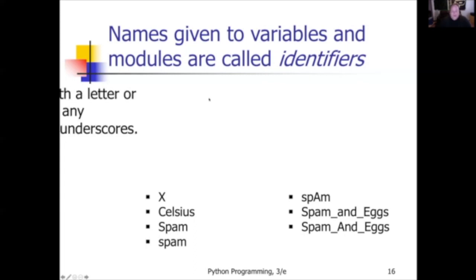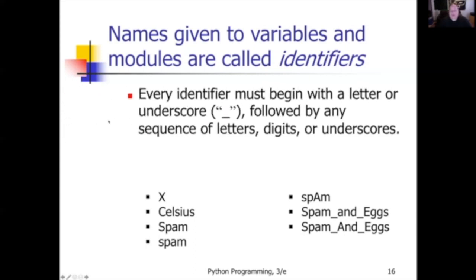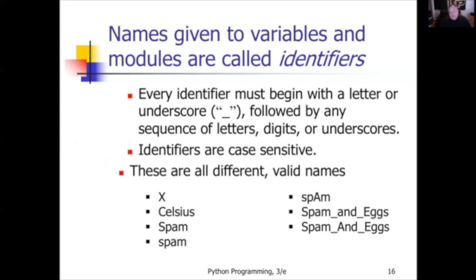All right, so a little review here. Every identifier or variable must begin with a letter or an underscore followed by a sequence of letters, digits, or underscores. They cannot start with a number. Also, they're case sensitive, and this is important. So capital X is a different variable than lowercase x. Capital C, Celsius, is different than lowercase c. Doesn't matter where the capital letters are, that sort of thing. Those are all case sensitive. So be very careful when you're writing your identifiers.